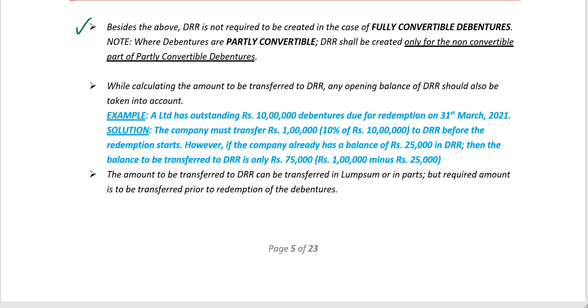Besides the above, DRR is not required to be created in the case of fully convertible debentures, and in the case of partly convertible debentures, DRR shall be created only for the non-convertible part of the partly convertible debentures. So in case the debentures are to be redeemed by conversion, in the case of fully convertible debentures, no DRR is required to be created, and where the debentures are partly convertible, DRR shall be created only for the non-convertible part.